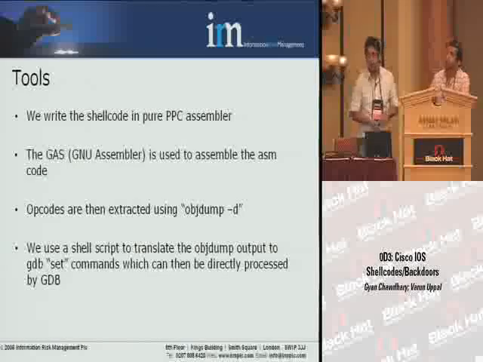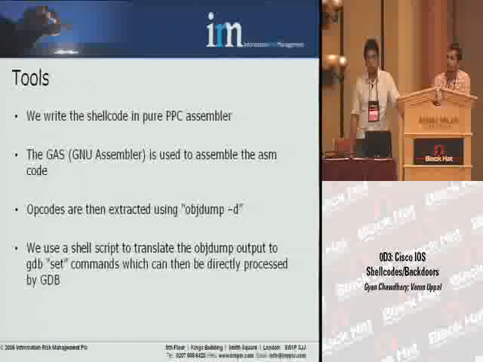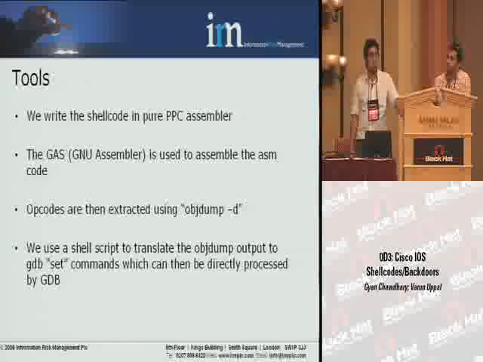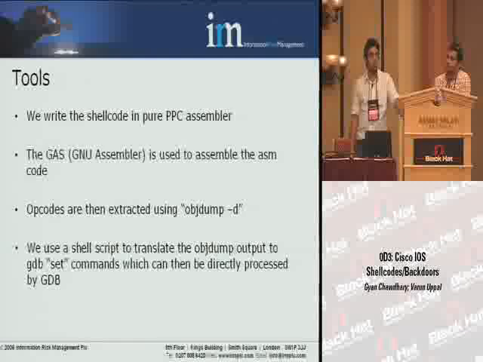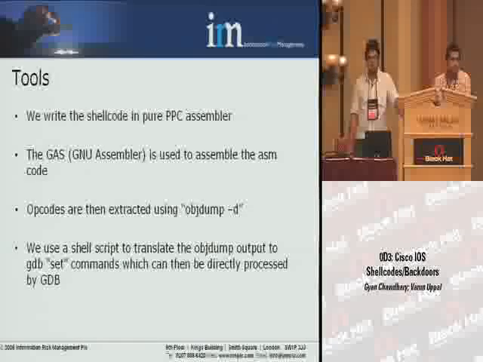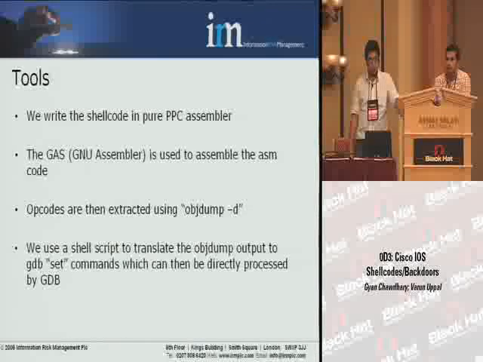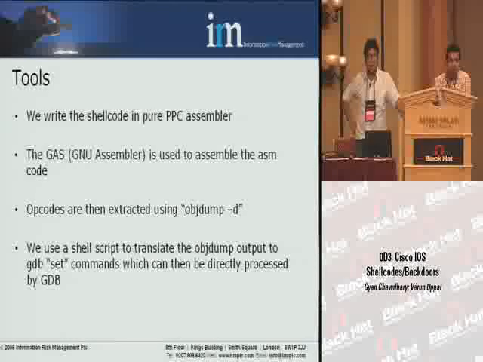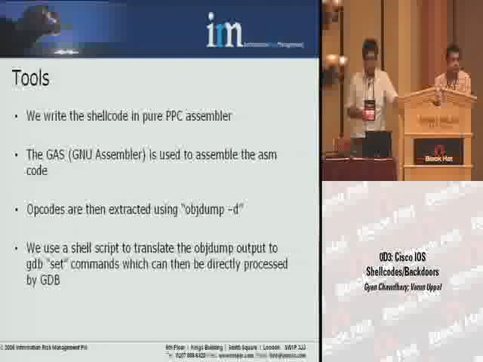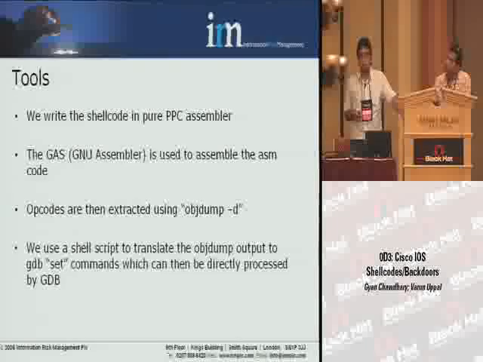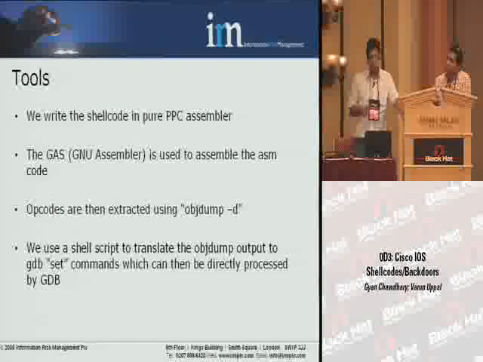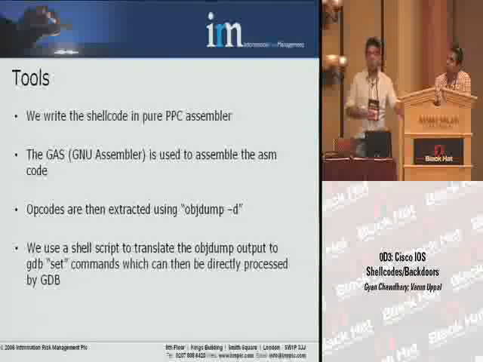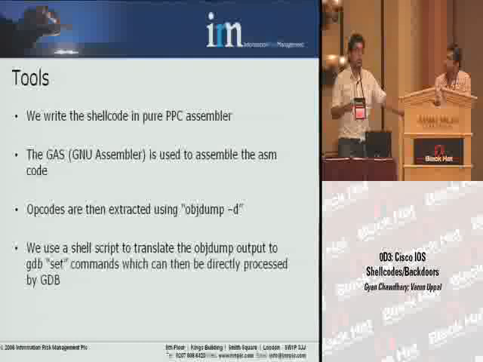Right, the way we write our shellcode is basically in pure PowerPC assembly. We used the GDB cross-compiler and GCC binutils for PowerPC. So we got that working, and we assemble it using the gas assembler, and then again, it's pretty much straightforward, just like Linux. You extract the opcodes using objdump. Now, one problem is that the output of the opcodes is pretty big, and you need to use a set command.